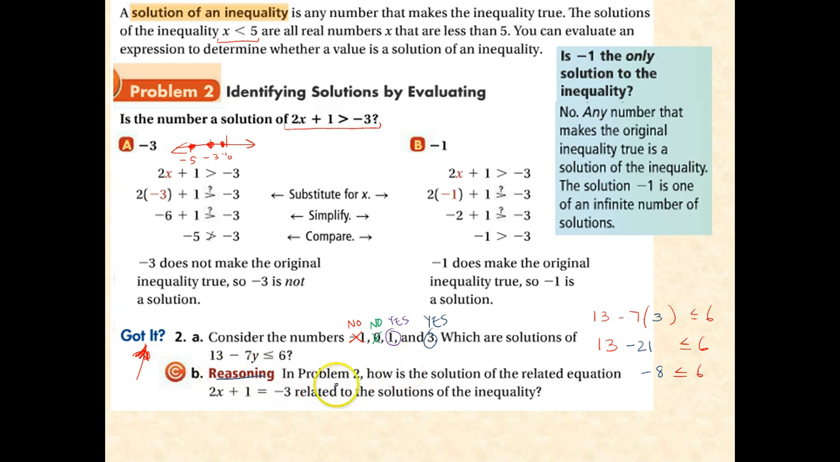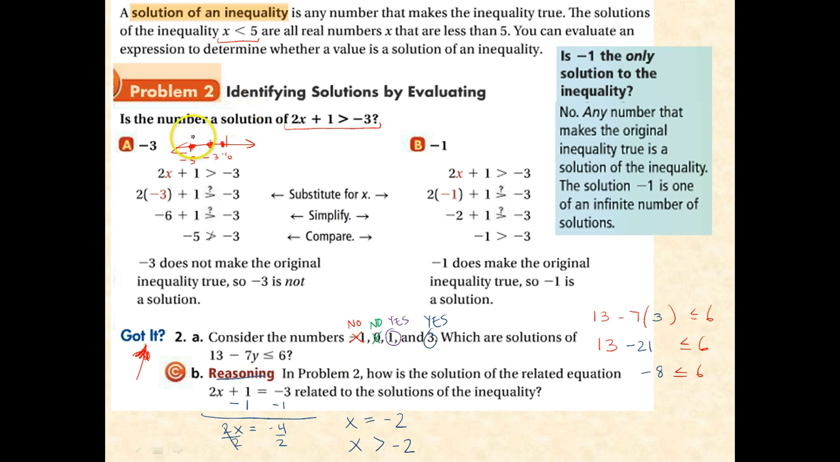So, reasoning. In problem 2, how is the solution of the related equation 2x + 1 = -3 related to the solutions of the inequality? Well, let's see. If we were to solve this, subtract 1 from both sides, then we get 2x = -4. Divide both sides by 2. We would get x = -2. So let's see. If instead of an equal sign this whole time it was a greater than sign, then this would mean x would be greater than -2.